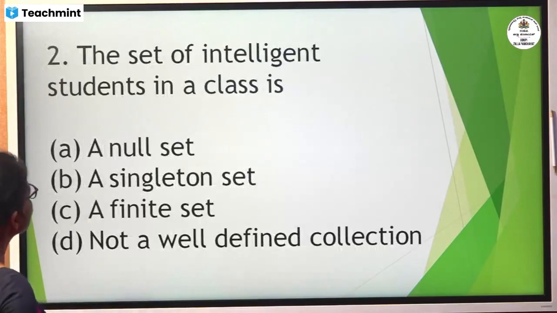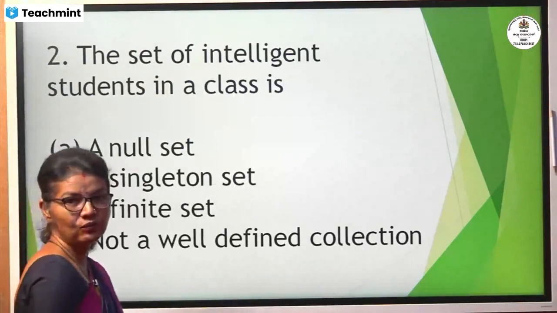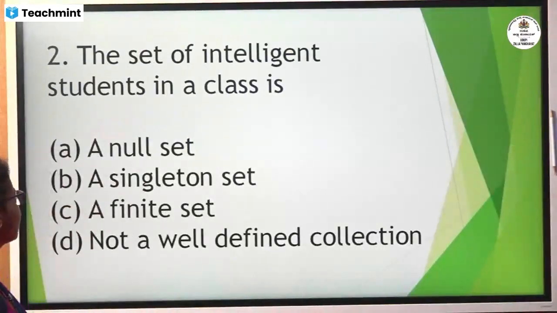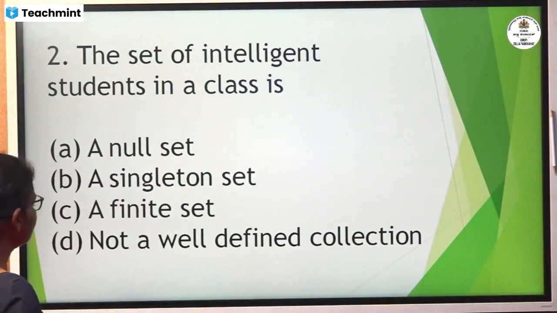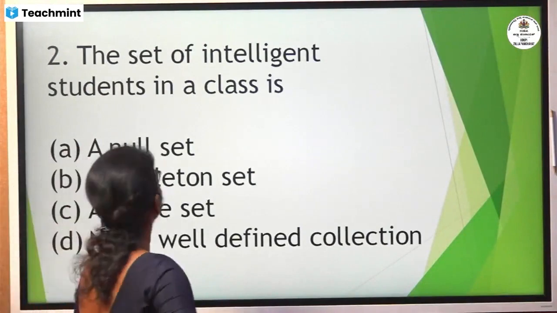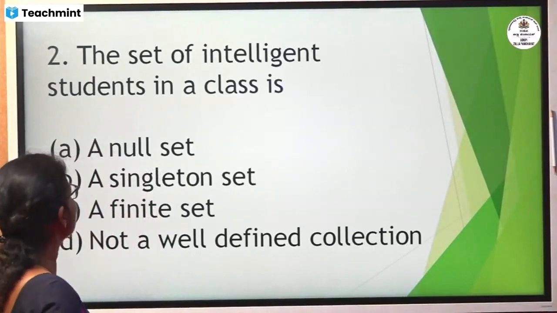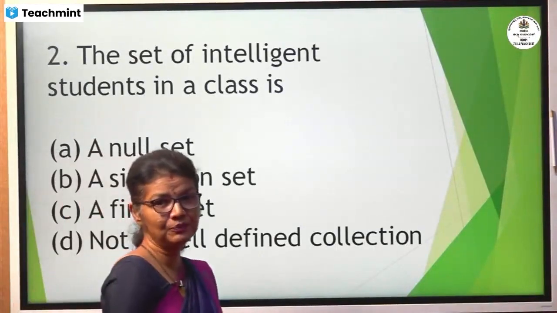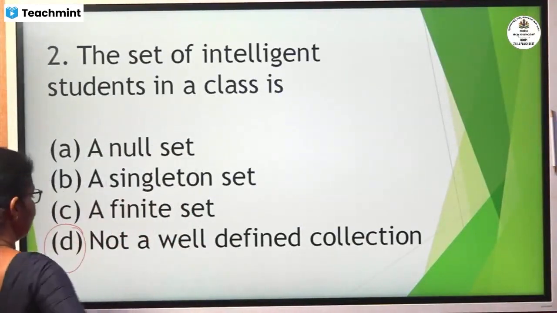Second question. The set of intelligent students in a class. The options are like this. A, a null set. Second, a singleton set. Third, a finite set. Fourth, not a well-defined collection. So this comes under not a well-defined collection because it varies from person to person, right? So it is option D, not a well-defined collection.